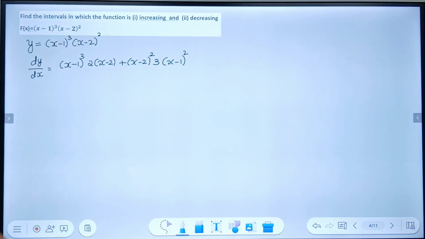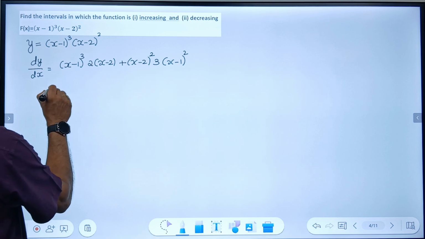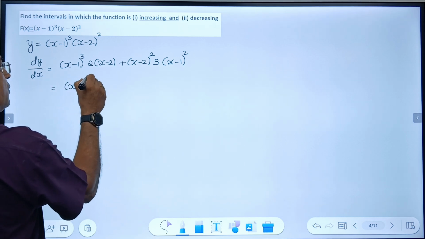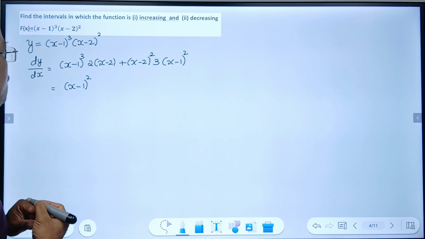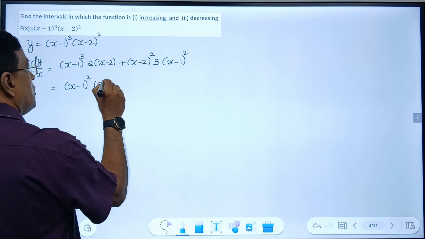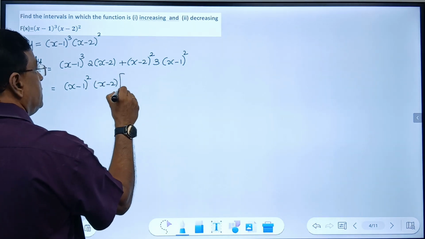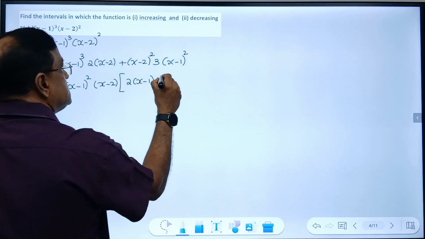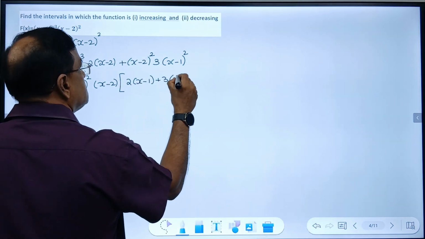Now I need to simplify this. Now how do I simplify? I'll check what is common. (X minus 1) whole square is common, and I also have (x minus 2) as common. So what you're left with, I'll get 2 times (x minus 1) plus 3 times (x minus 2).